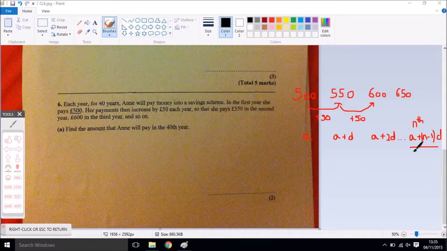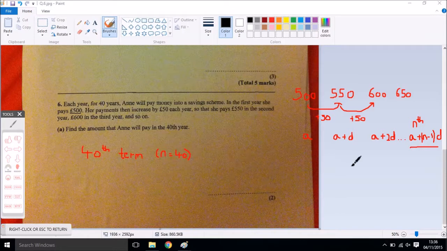So we're looking for the 40th term, because it's the payment in the 40th year. So it's the 40th term, or n is equal to 40. And then you just simply go by this formula. So you go by the formula for the nth term.